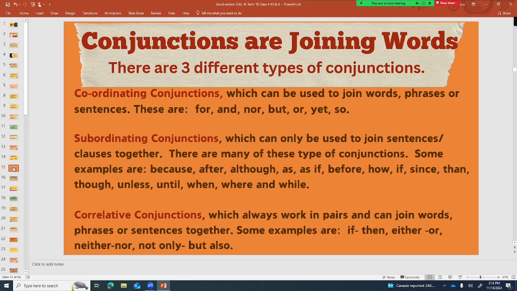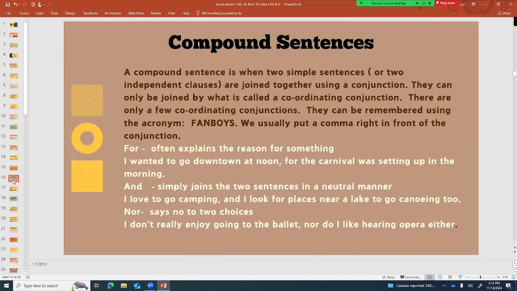And then correlative conjunctions. These type of conjunctions always work in pairs, and they can join words or phrases or sentences together. Some examples of those are things like if then, either or, neither nor, not only, but also. So to make a compound sentence, you only need the coordinating conjunction, okay? And you have to be joining 2 simple sentences, right? We talked about that, fanboys. You usually put a comma right in front of the conjunction.